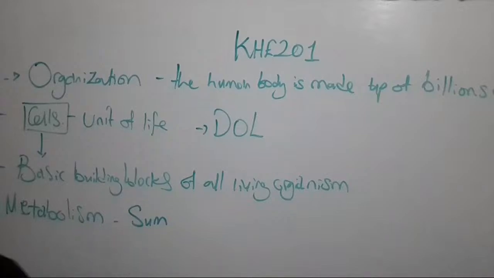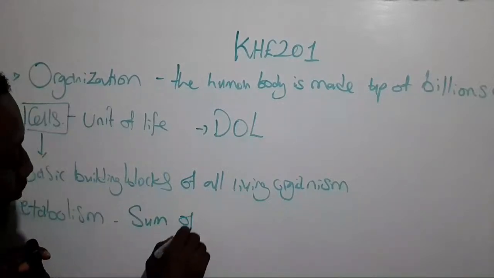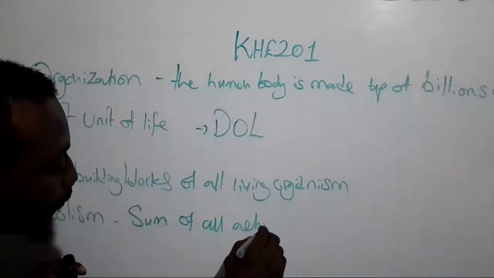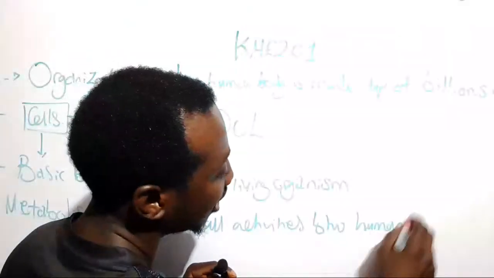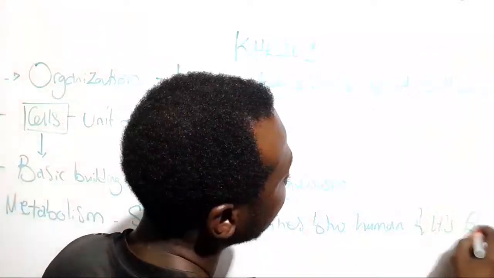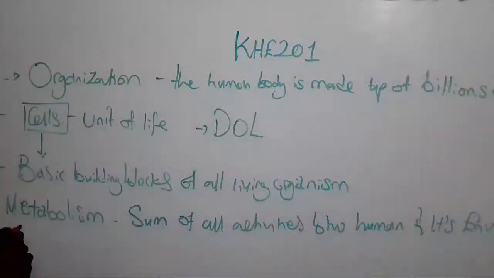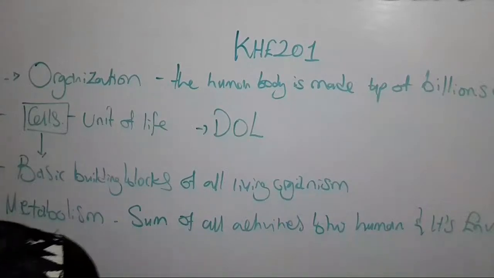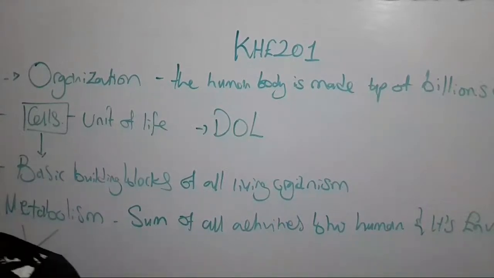So metabolism is a very broad term which describes all the chemical reactions that occur in the body. Now there are two phases that can be identified in metabolism, between the human and its environment. The very first phase is what we refer to as catabolism.